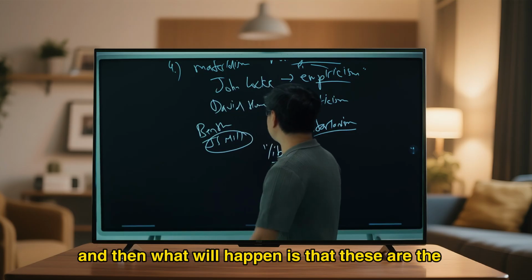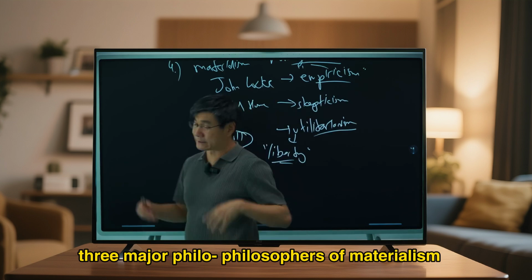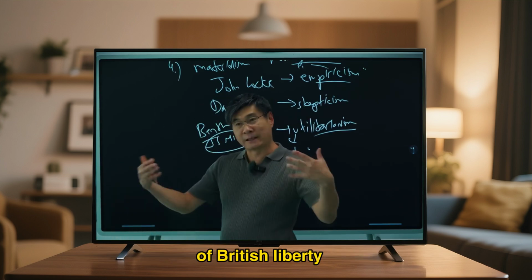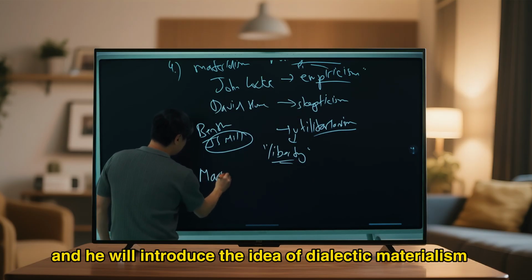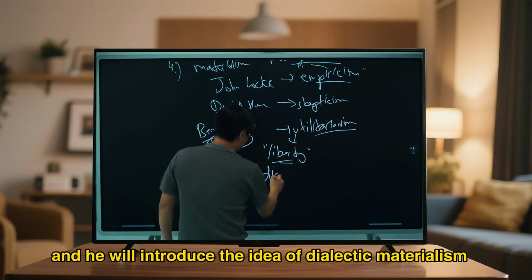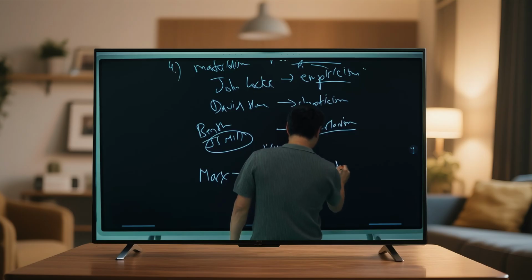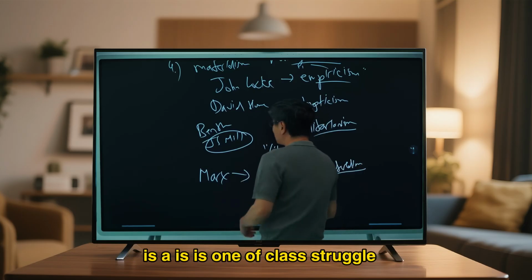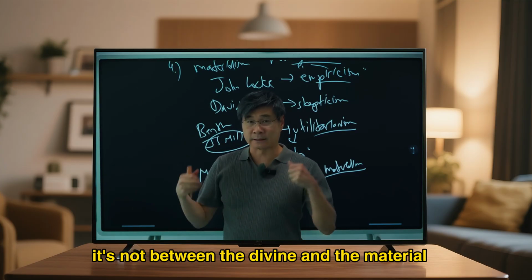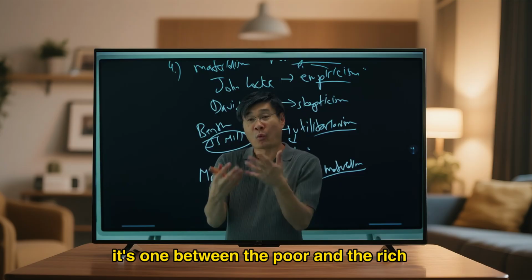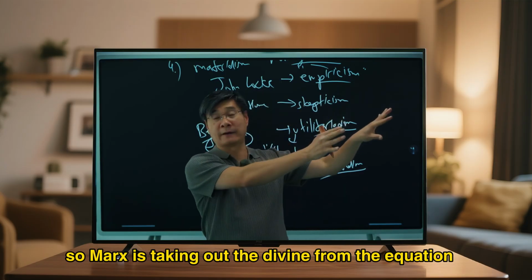Okay? And then what will happen is that these are the three major philosophers of materialism, of British liberty, and then you'll have people like Marx come in. And he'll introduce the idea of dialectic materialism, which says the world is one of class struggle. It's not between God and us. It's not between the divine and the material. It's one between the poor and the rich, and that's it, okay? So Marx is taking out the divine from the equation.